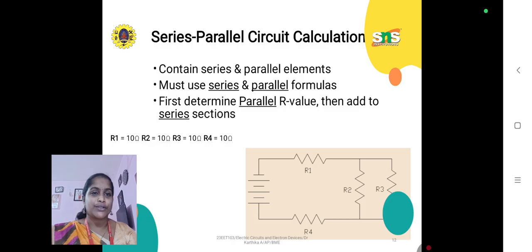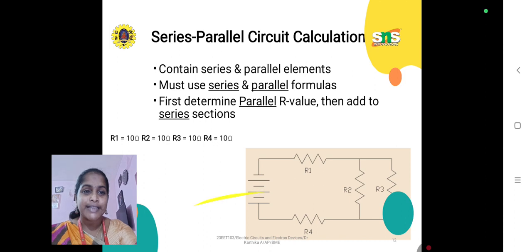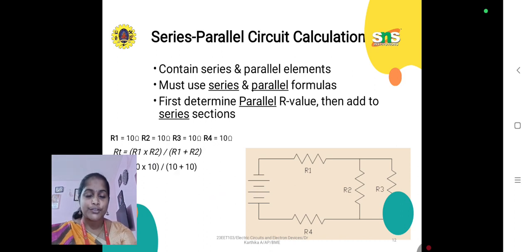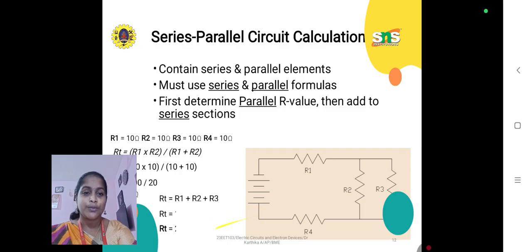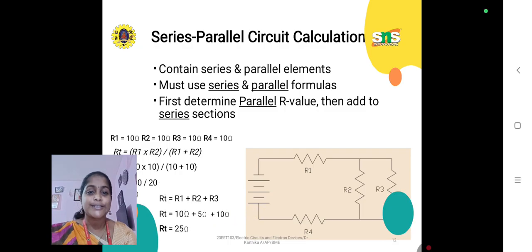Series parallel circuit calculation. It contains both series and parallel elements, so we must use series and parallel formulas. First determine the parallel R value, then add it to the series sections. Here R1 is 10 ohm, R2 is 10 ohm, R3 is 10 ohm and R4 is 10 ohm. The formula RT is equal to R1 R2 divided by R1 plus R2. Substitute the values, we will get RT as 25 ohms.